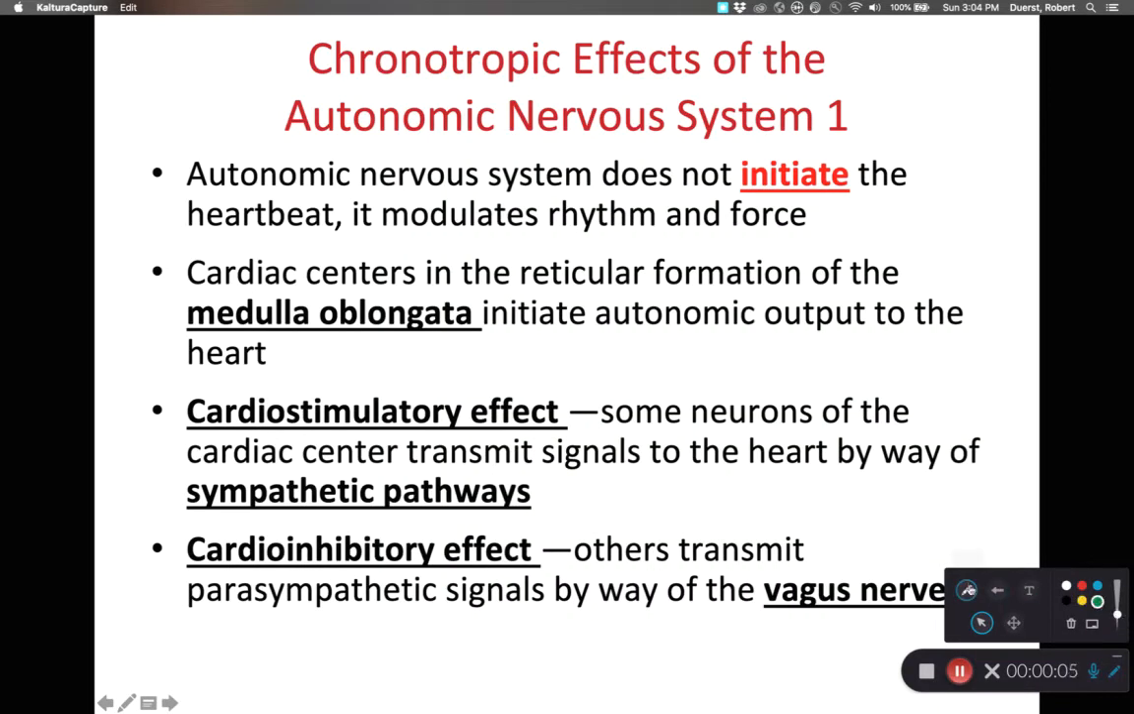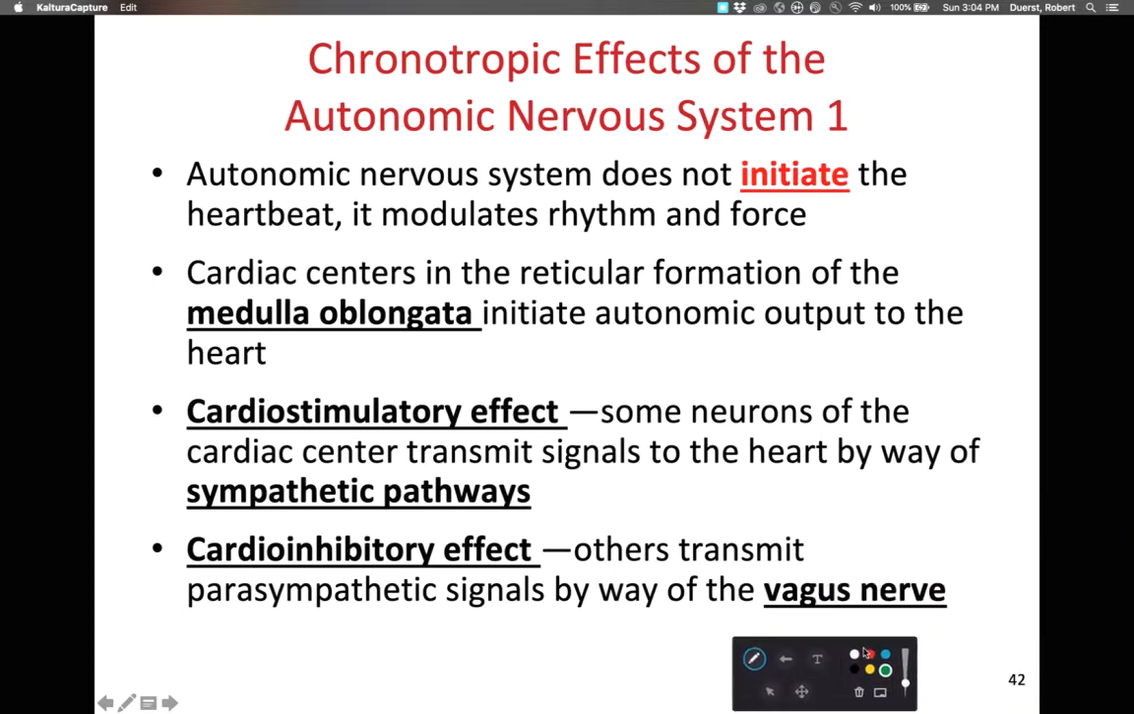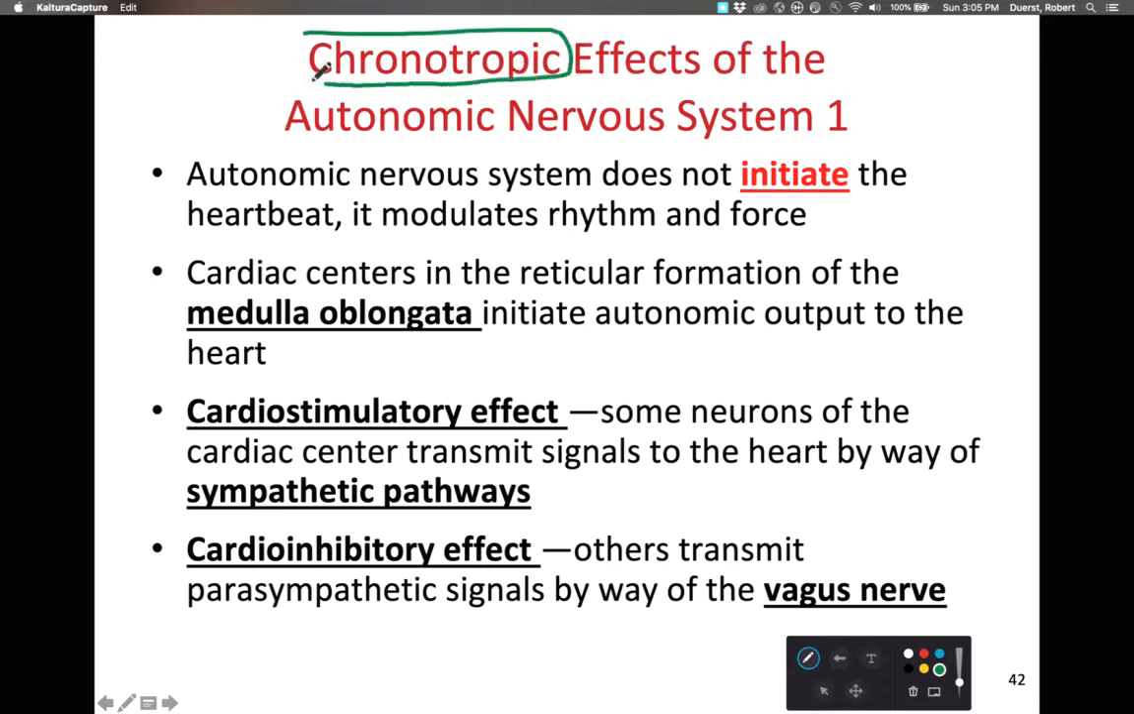Hey class, in this recording we are going to be focusing on chronotropic effects and chemicals. Just to review, if something is a chronotropic agent, it's going to change the heart rate. A positive chronotropic effect is going to increase the heart rate. A negative chronotropic effect is going to lower the heart rate.